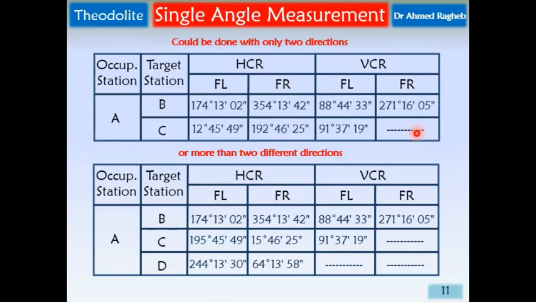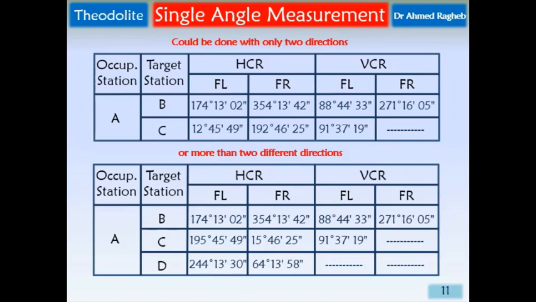Maybe you don't want to determine the vertical circle reading or the vertical angle at point D. Why don't we have face right at point C? Because you already calculated the index error from VCR left and right, and there is no need to calculate it once more, because it should be the same. This is for the single angle.